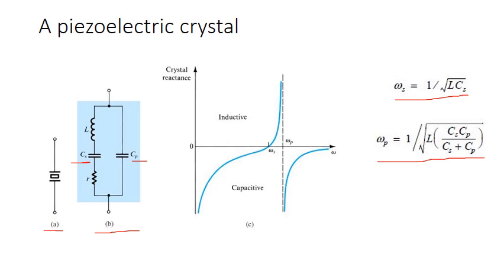The parallel resonant frequency is higher than the series resonant frequency, that is omega p is higher than omega s. However, since Cp is far greater than Cs, the two resonant frequencies are very close, that is omega p is almost equal to omega s.